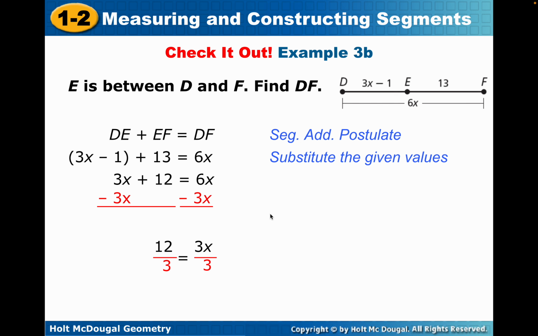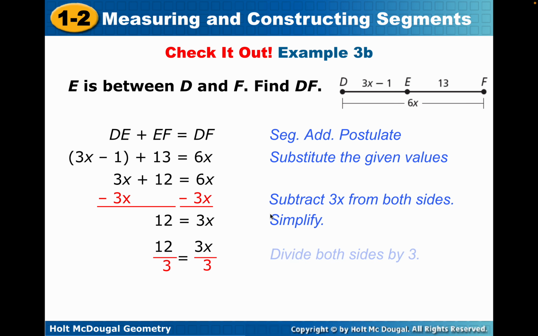Then, as it already showed us, the next step is to subtract 3x from both sides and simplify, which gives 12 equals 3x. Our final step is to divide both sides by 3. So that gives us x equals 4. But it asks us to find DF, so you have to plug the value of 4 in for x. That is 6 times 4, so we simplified and got 24.